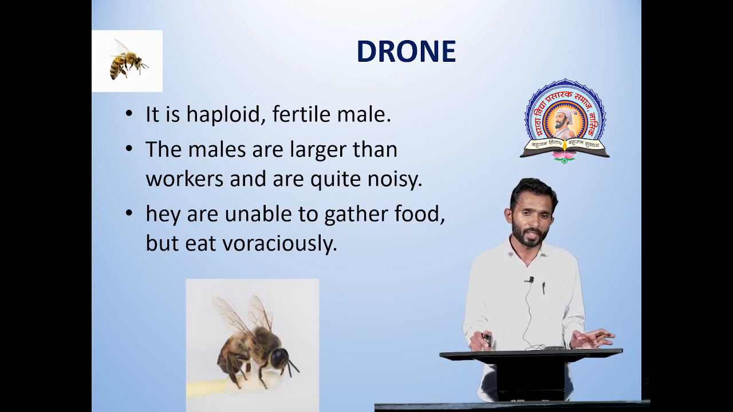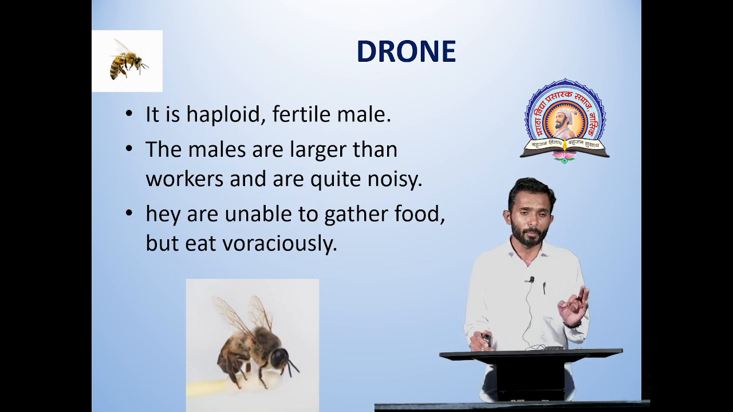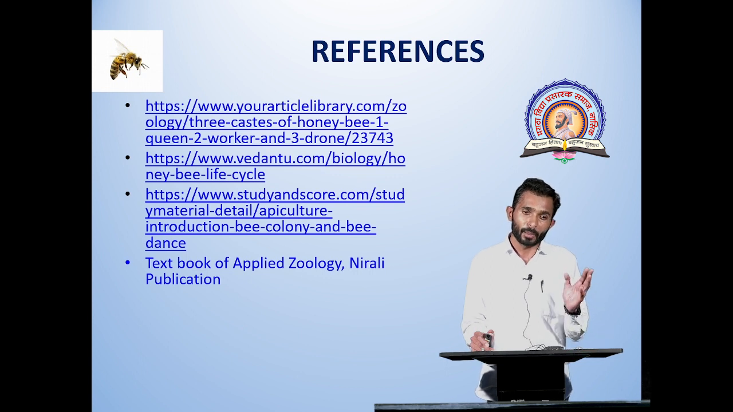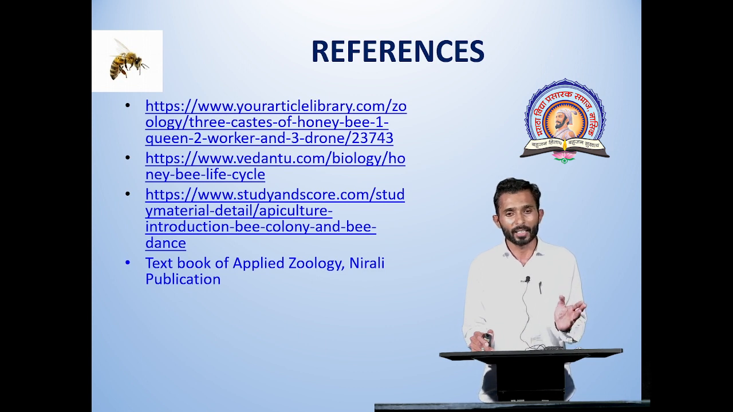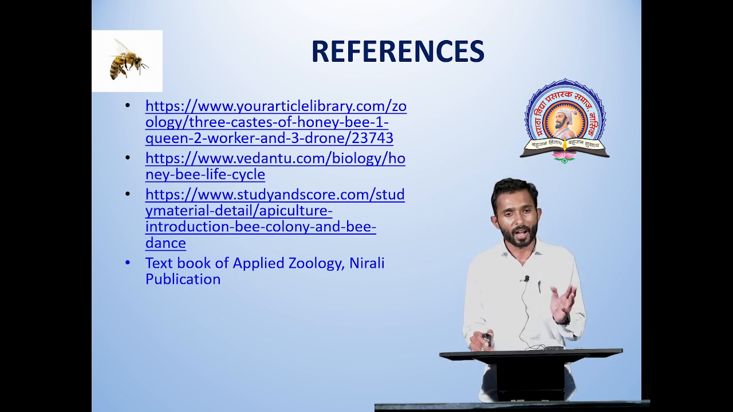It is a haploid, fertile male, and compared to the queen and worker it is largest in size. It only performs the mating with a queen, but does not participate in the other works of regulating or maintaining the hive. So this is all about apiculture, the morphology of honeybees as well as the life cycle and polymorphism of bees. This is just a simple introduction to the honeybee and its polymorphism.